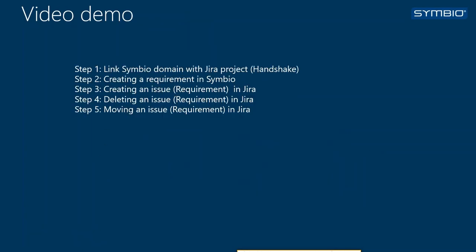All right, so I'm going to show you a little video now. Unfortunately, it looks like the sound, which is just nice, soothing music, is not coming across when we play the video, but when you get the slides, you will be able to listen to it. Basically, the video is going to cover the five key things which I've addressed earlier. So linking the Symbio domain with a Jira project, creating that handshake. Then creating a requirement in Symbio and how it actually lands up in Jira, creating an issue or requirement in Jira, deleting an issue or requirement in Jira, and moving an issue or requirement in Jira.